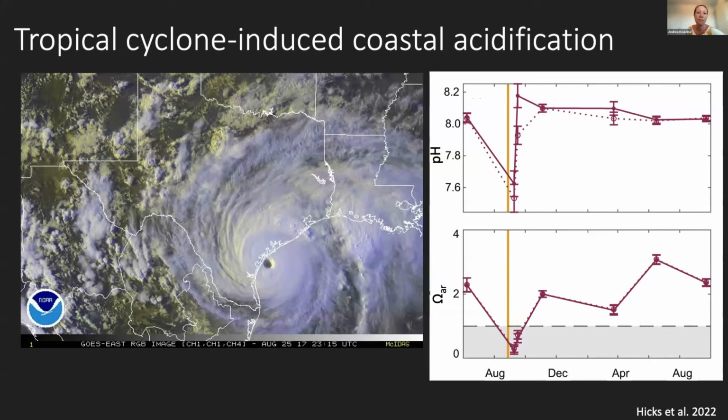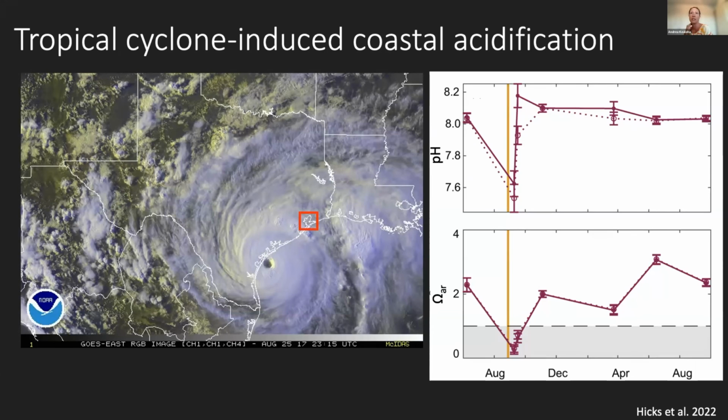More recently, it's been shown that episodic storm events can also lead to coastal acidification. In August 2017, Hurricane Harvey made landfall in Texas as a Category 4 hurricane and actually stalled over Southeast Texas for about 4 days, releasing massive amounts of rainfall, up to 100 centimeters in some areas, and causing catastrophic flooding. And a lot of these floodwaters were released into Galveston Bay, which I'm showing here in this red square.